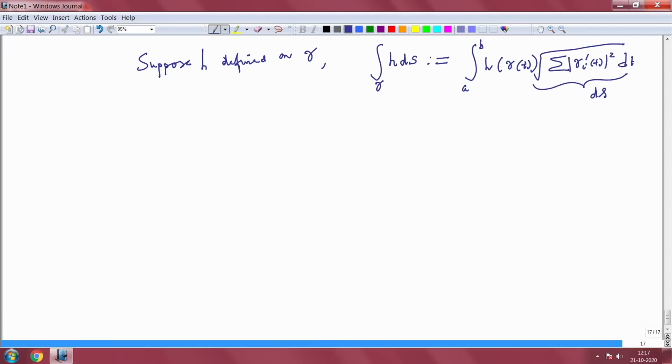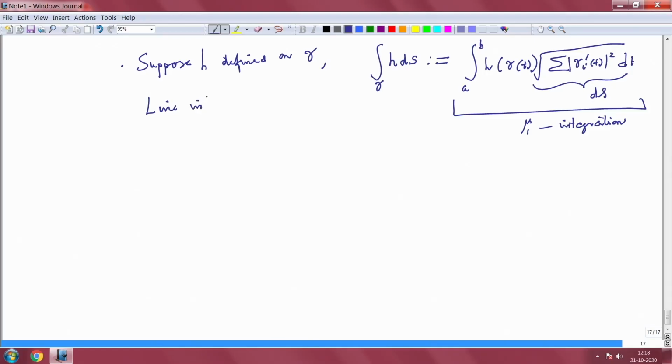So, this is the square root of the summation of the modulus of gamma i prime squared, but this is a one variable integration, a one dimensional integration basically. If it is smooth, it is the same as the Riemann integration. You know that this kind of thing, h ds, comes in higher dimensions as the work done and all kinds of things. So, you will come across such things. This is also called the line integral.